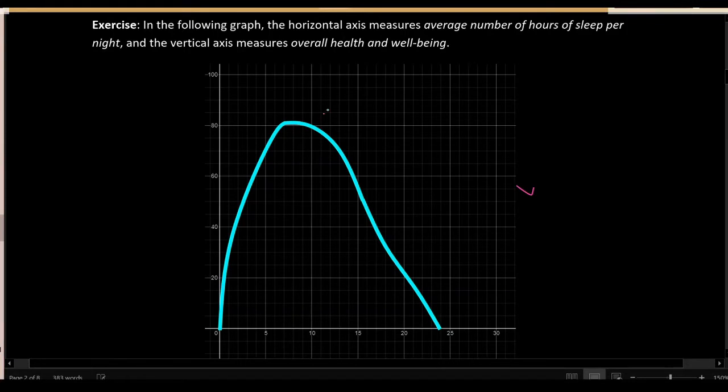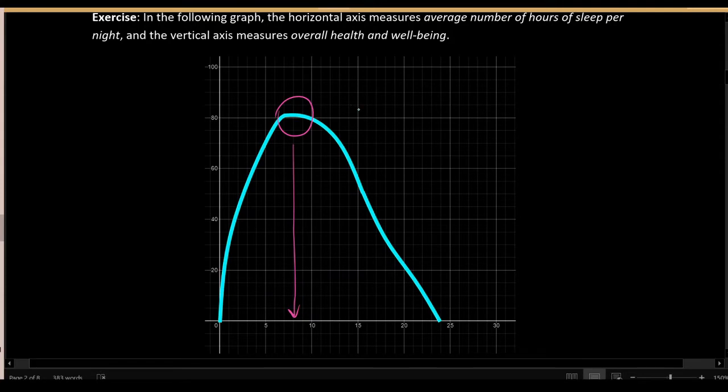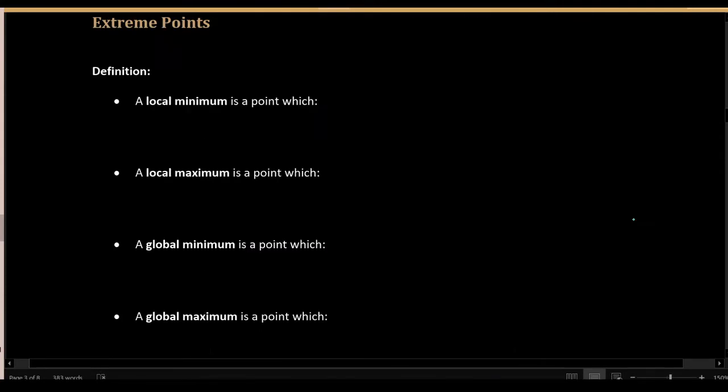The highest level of overall health and well-being is achieved right around this peak here, which corresponds to, roughly speaking, 7-8 hours of sleep, as we have been told, right? The quote-unquote ideal situation corresponded to the location where this graph was at its highest. So we have mathematical terminology for these points where the graph is at its highest or at its lowest.